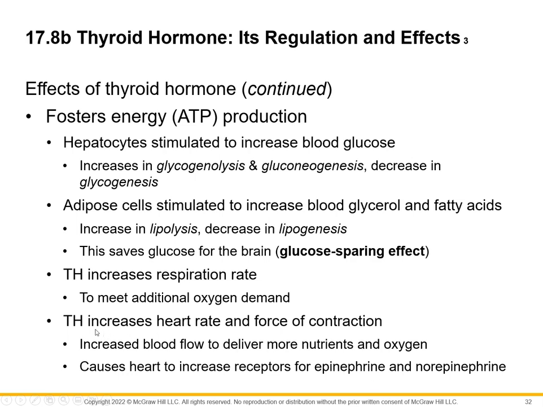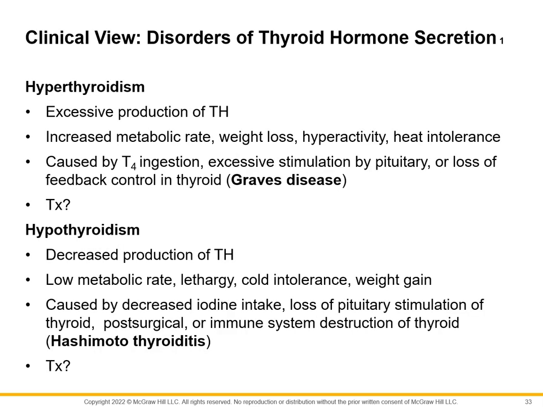Thyroid hormone can. So if you think back to AMP1, when we did the autonomic nervous system, if you increase the number of receptors for epinephrine and norepinephrine, what are the effects of that going to be? What do epinephrine and norepinephrine do on the heart? They increase the rate and force of contraction whenever they bind to the heart, right?